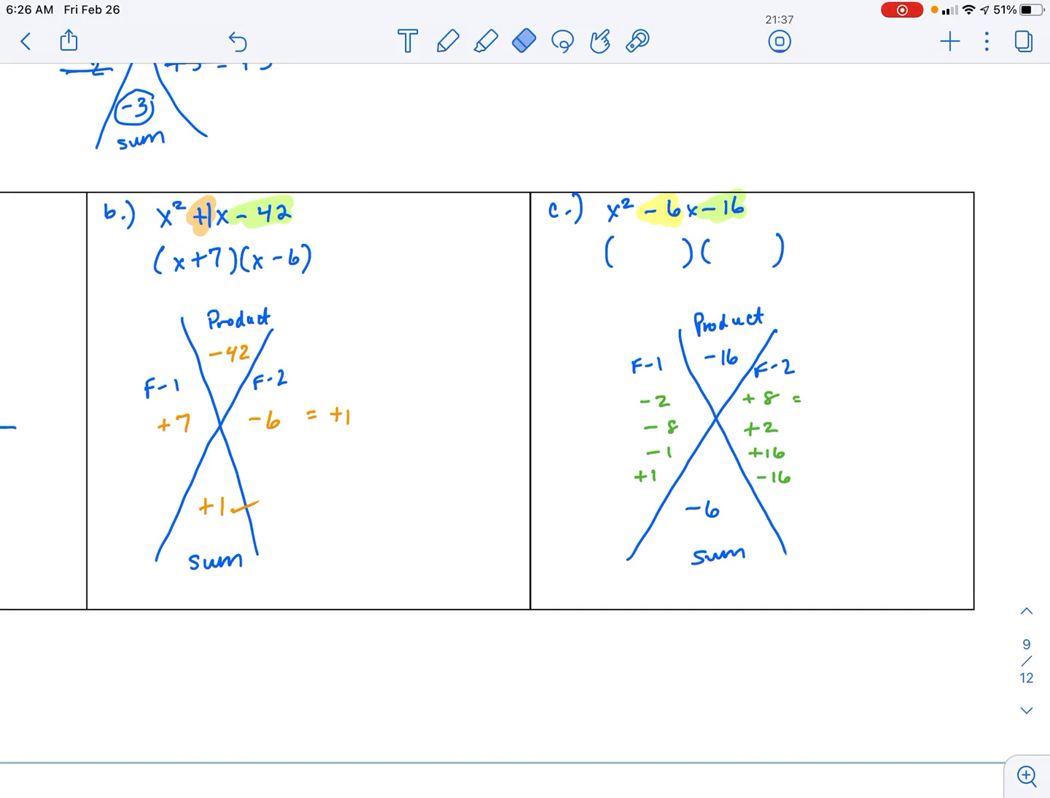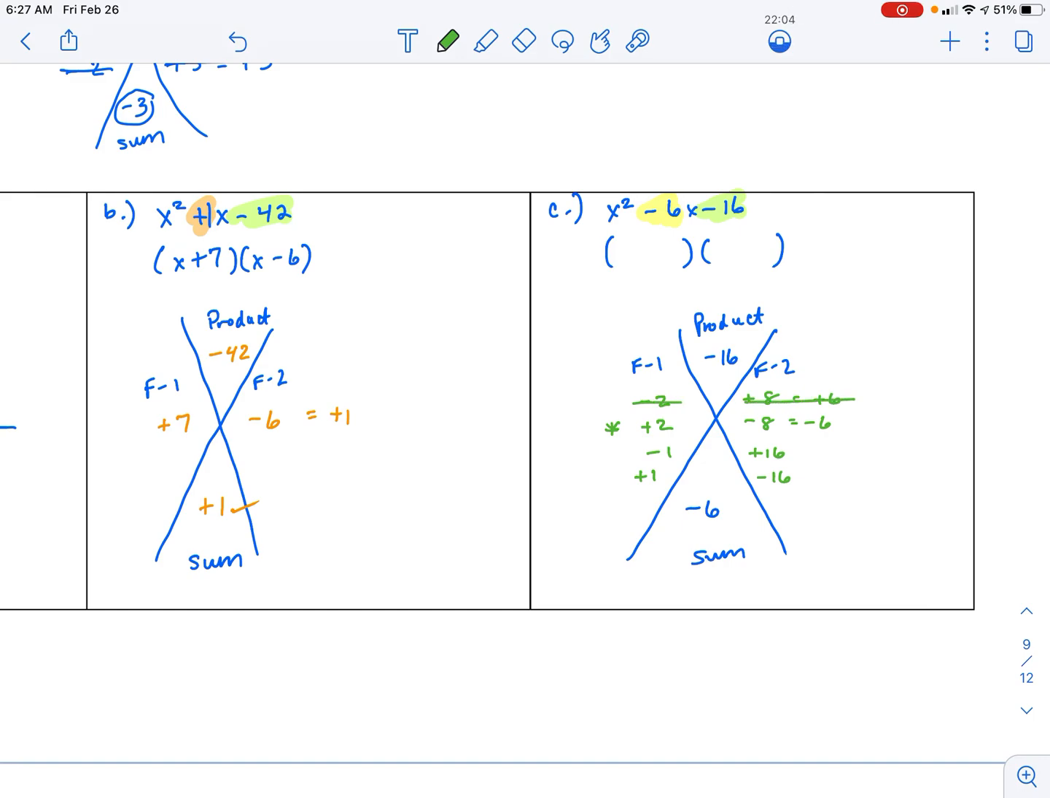And actually, I want to write this in the other order. I want this to be a positive 2 here and a negative 8. We'll put the numbers on the same side. All right, so what do I get here? I add together a negative 2 plus 8. I'm going to get a positive 6. That's not what I want, is it? I want a negative 6. If I multiply a positive 2 times a negative 8, I get negative 16. And if I add those together, I get a negative 6. So bingo, that looks like the right one.